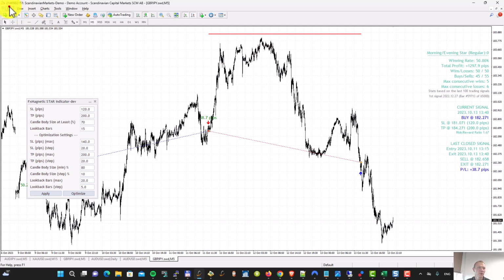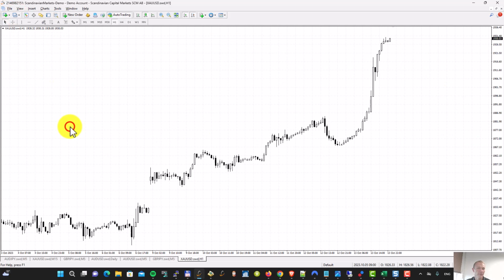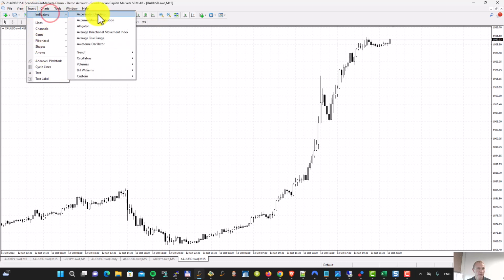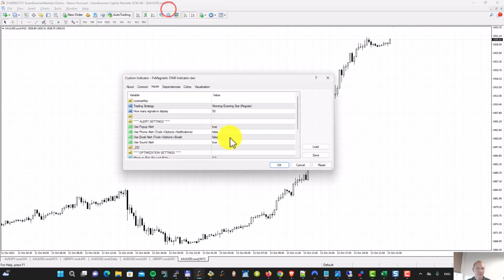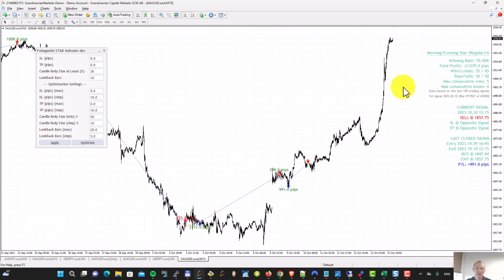Let's do another one. Let's do gold, because trading gold with FxMagnetic is very popular. So I'll try to be even faster. I'll attach the indicator, FxMagnetic Star. I will do 100 signals on chart. And yeah, with the default settings, we see we have 21,000 pips in profit, 55% win rate.